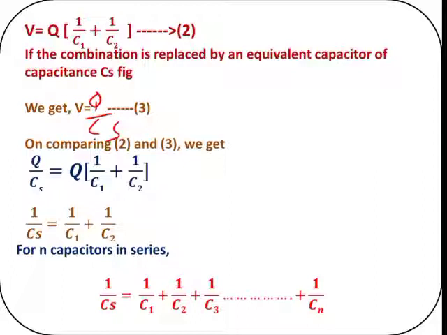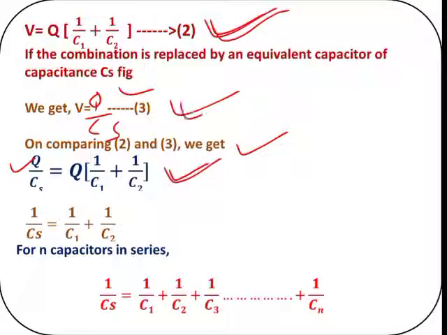Now if we compare equation number 2 and 3, then after comparing 2 and 3, we get Q by CS is equal to Q into 1 by C1 plus 1 by C2. Equation number 2 goes towards the RHS and equation number 3 towards the LHS, because both are for the potential V. That is the reason. Then which quantity gets cancelled? Q and Q, both are common here. So the answer is 1 by CS is equal to 1 by C1 plus 1 by C2.